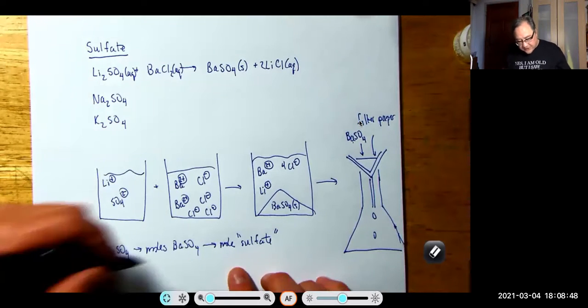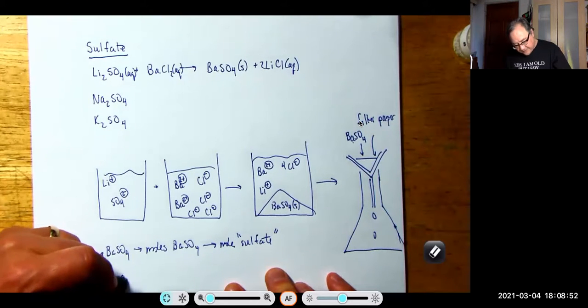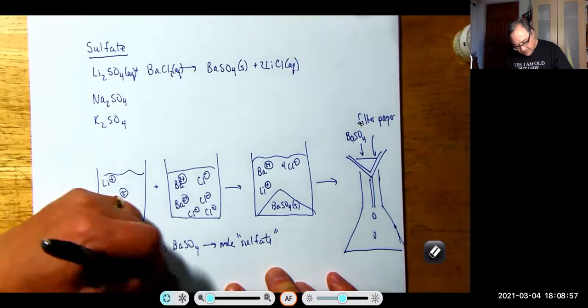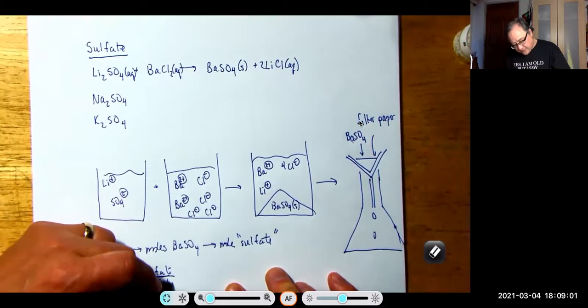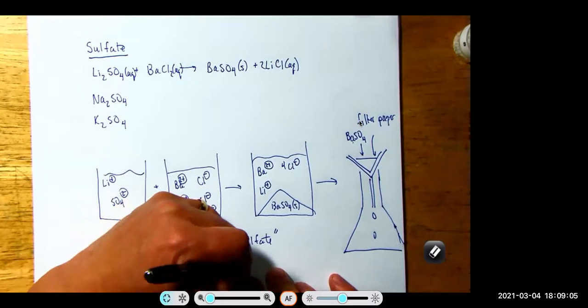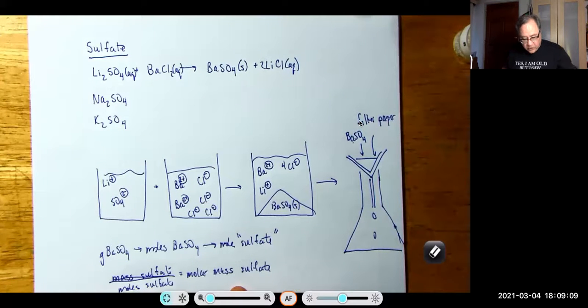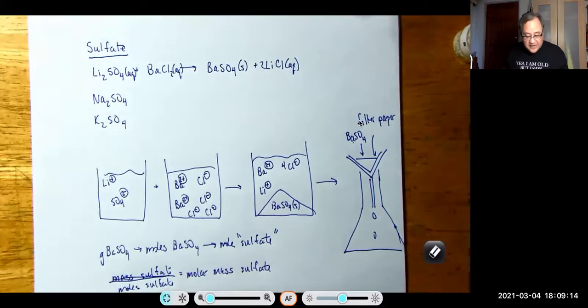So what do you do with this number? Well, you take the mass of your sulfate, divide it by the moles of your sulfate, and you get the molar mass of your sulfate. So once you experimentally find the molar mass of your sulfate, you compare it to the molar mass of each of these and say, oh, it matches that of sodium sulfate.